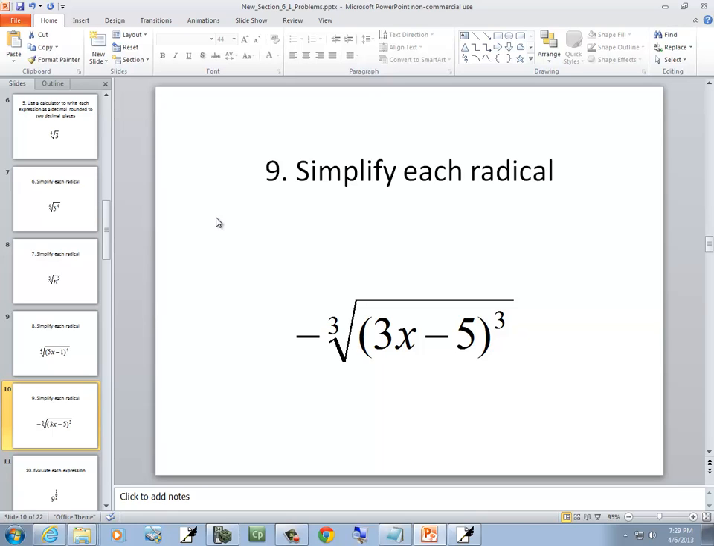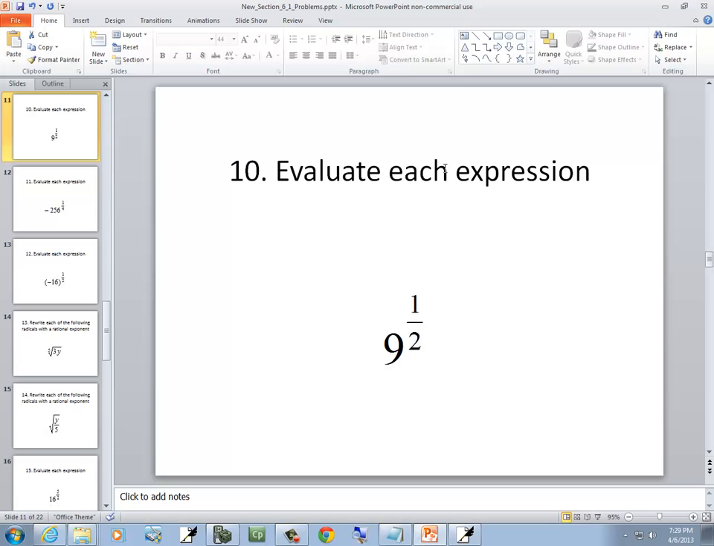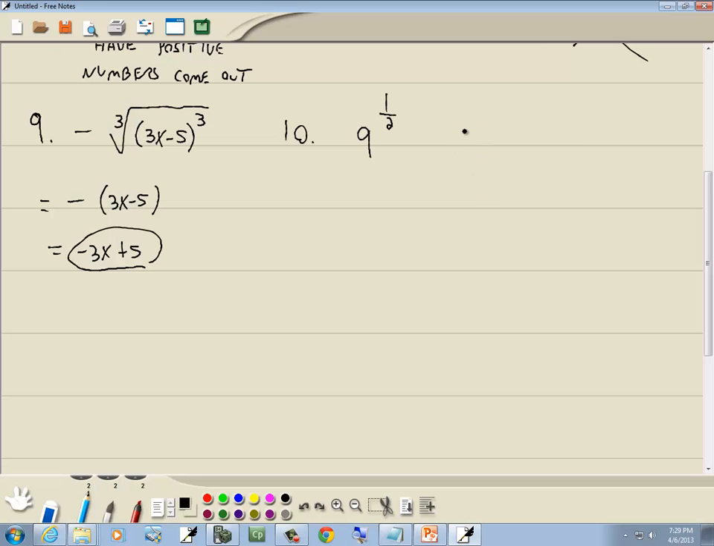Now these next ones are going to demonstrate rational exponents. Now I like to do this by example. It makes more sense. So we got 9 to the 1/2 power. And it says evaluate each expression. Well, this is a rational exponent.